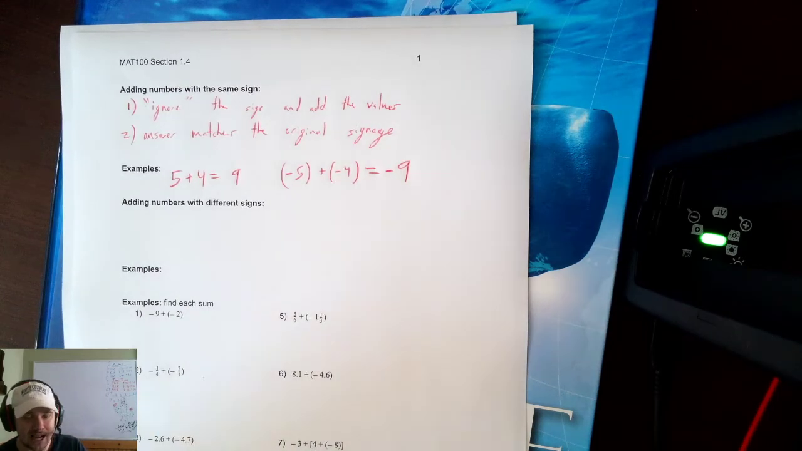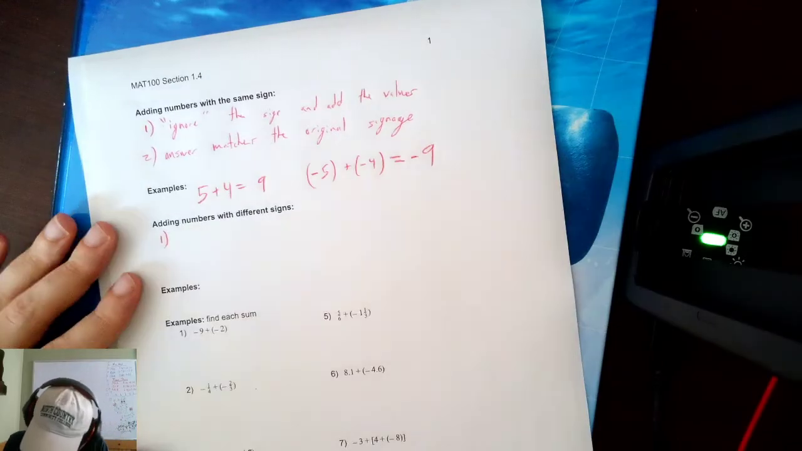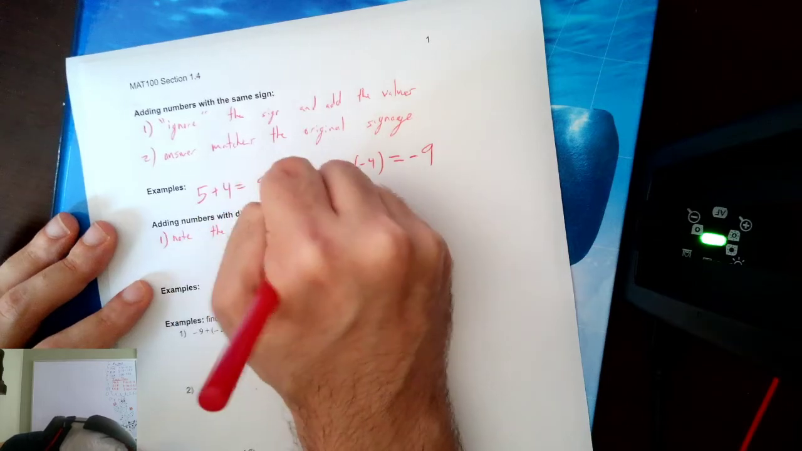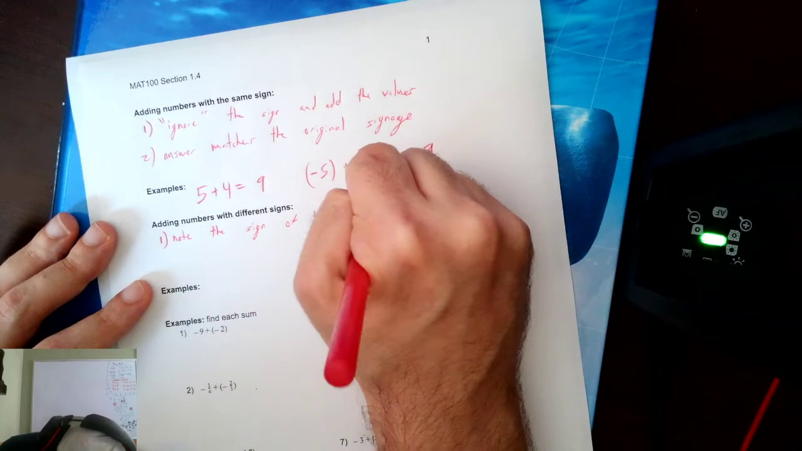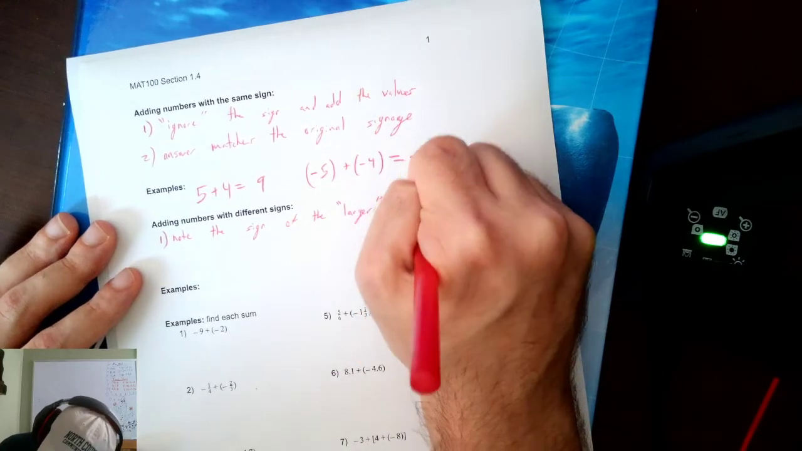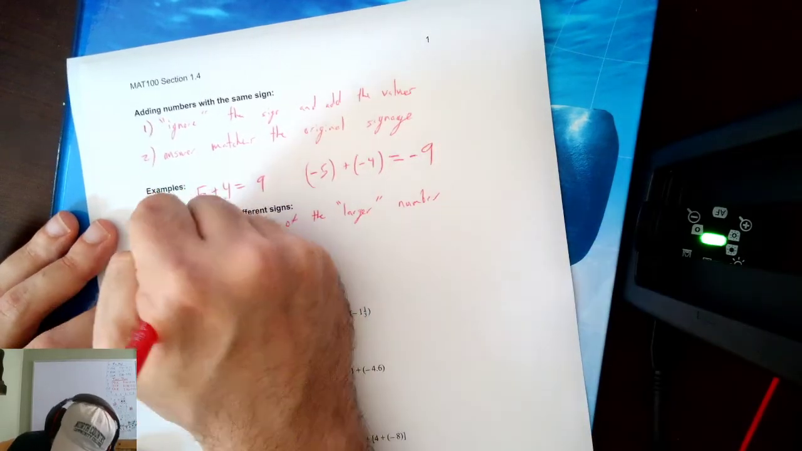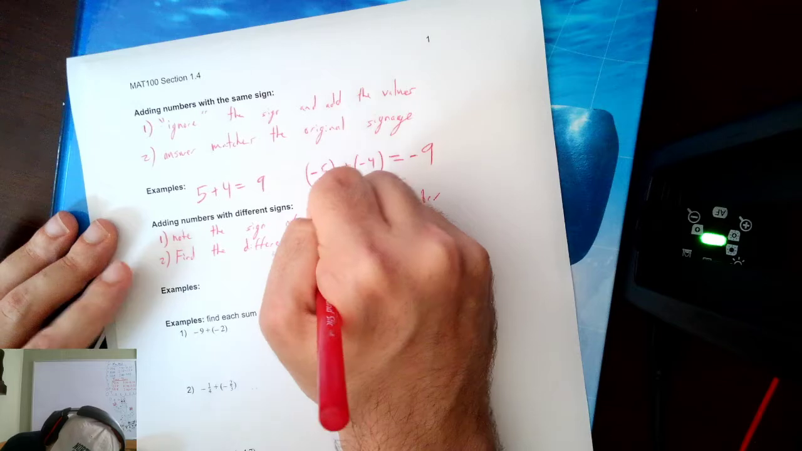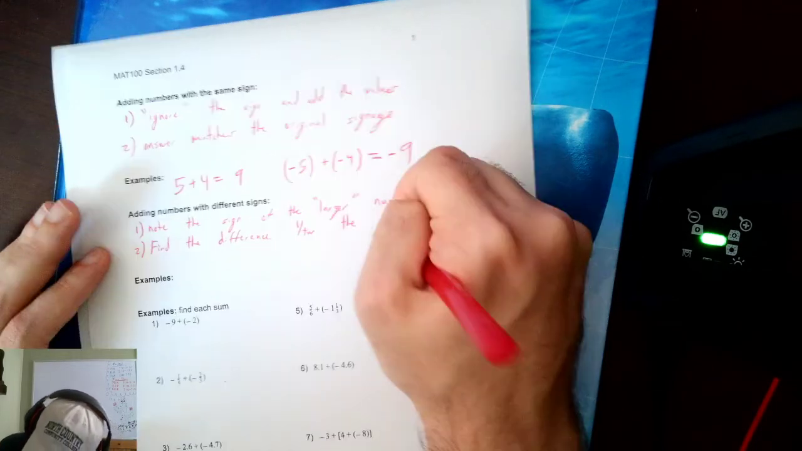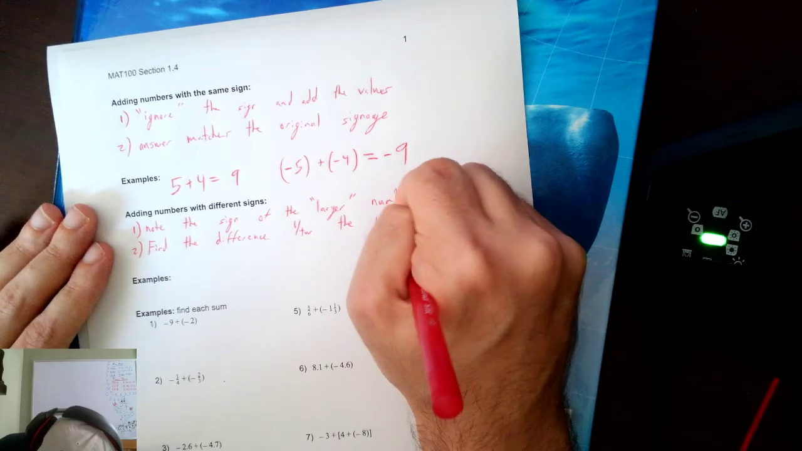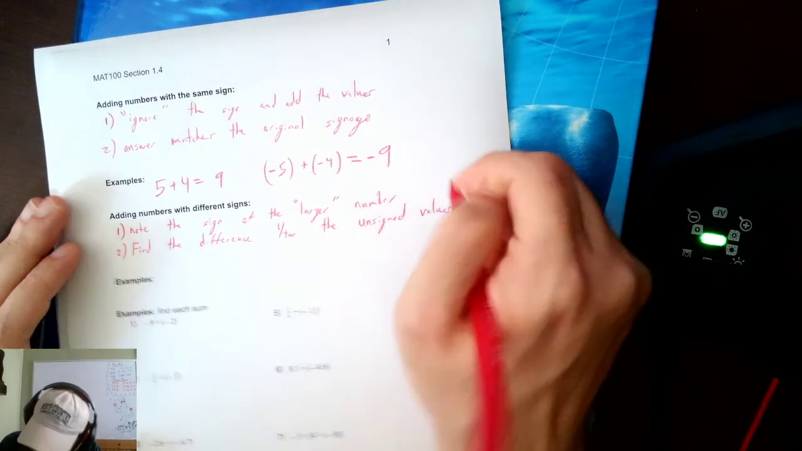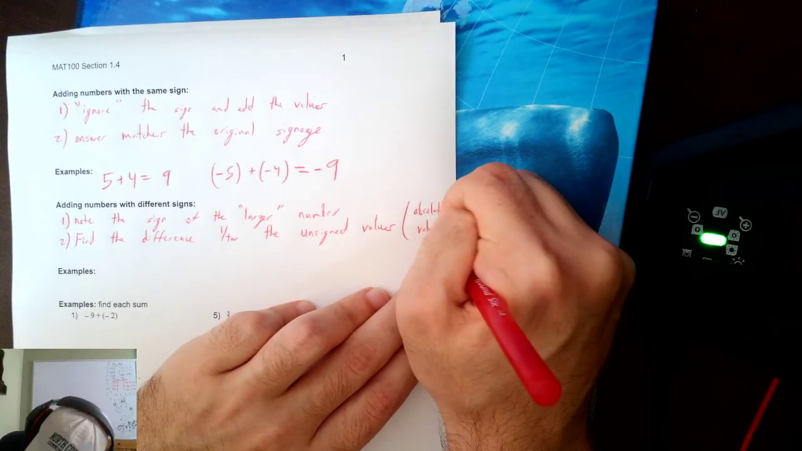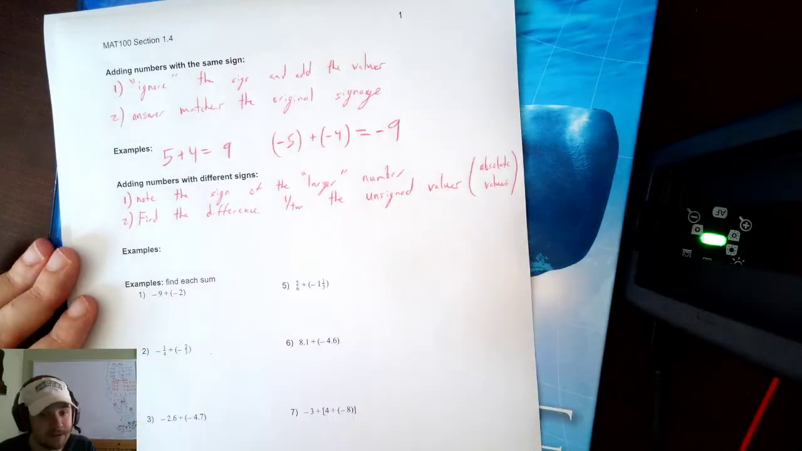What about when there's different signs? Well, step 1, note the sign of the larger, in quotation marks, number. Step 2, find the difference between the unsigned values. And I'm going to put in parentheses absolute values here. And we'll talk about what I meant by that once we finish the third step.